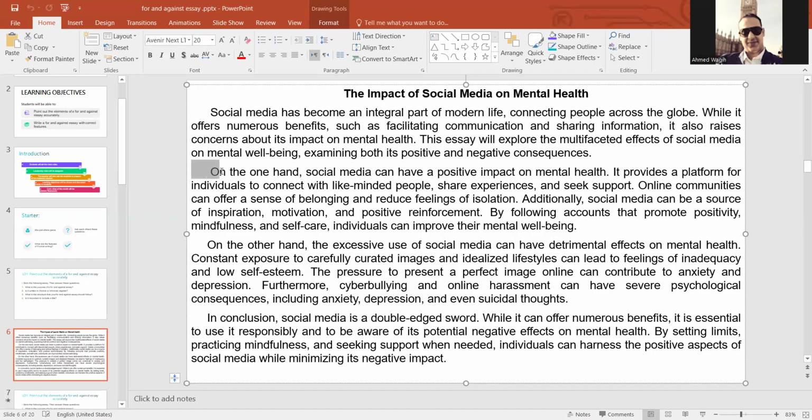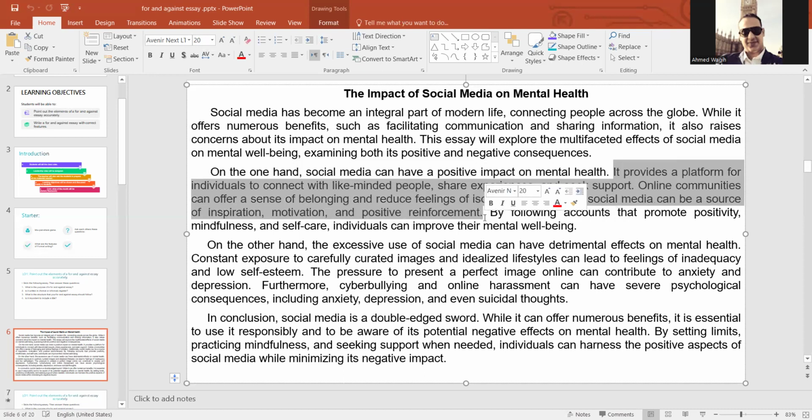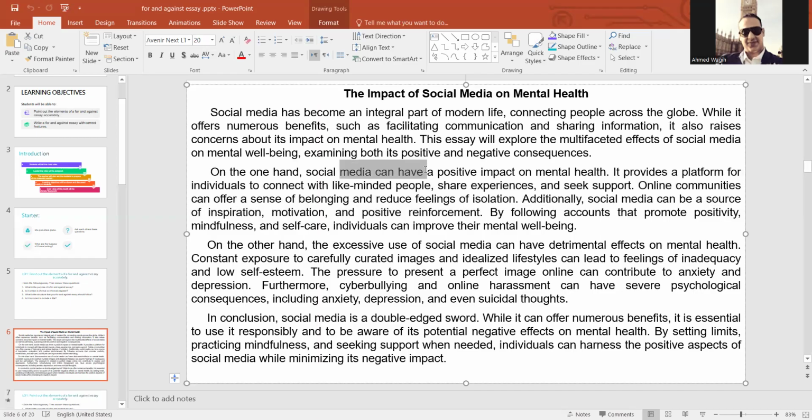Now let us start this paragraph with, on the one hand, social media can have a positive impact. So we'll talk now about a positive impact. Look at this paragraph. This is called a topic sentence. The first sentence of this paragraph is called a topic sentence. This sentence, the topic sentence, summarizes what the paragraph will be about. So if you read it, you will understand what this paragraph will be about. It will be about what? The positive impact of social media on mental health.